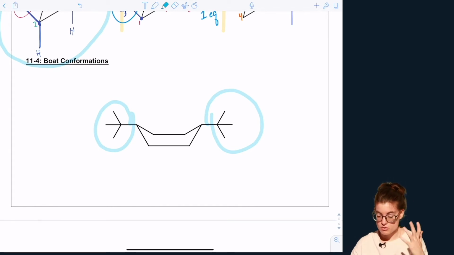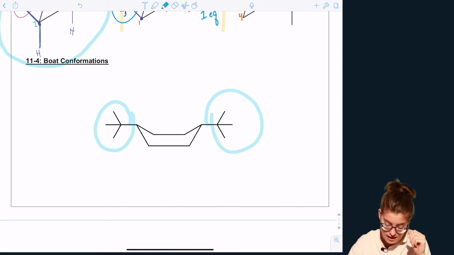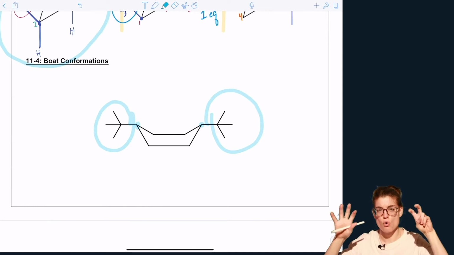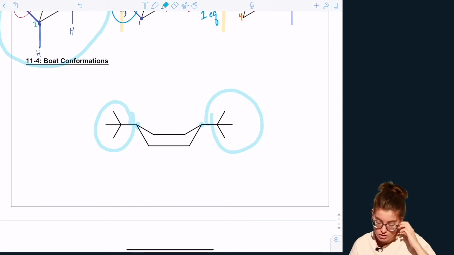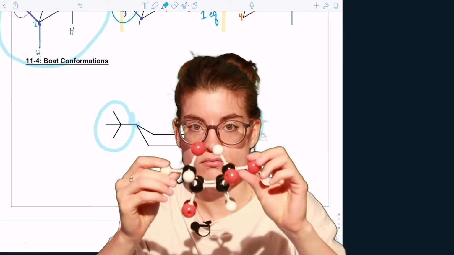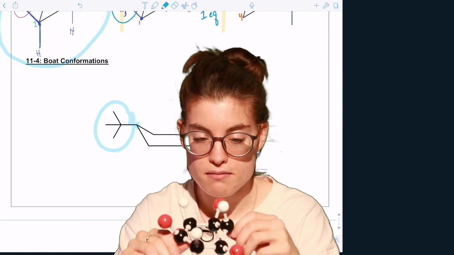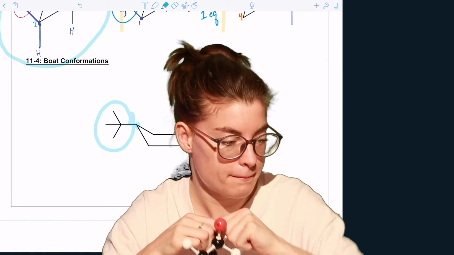If you have two tert-butyl groups or two very bulky groups on your ring and they are on opposite sides, in order to accommodate both of those in an equatorial-like position, you can have the ring structure go into this boat conformation. Okay, so let me color code these real quick.